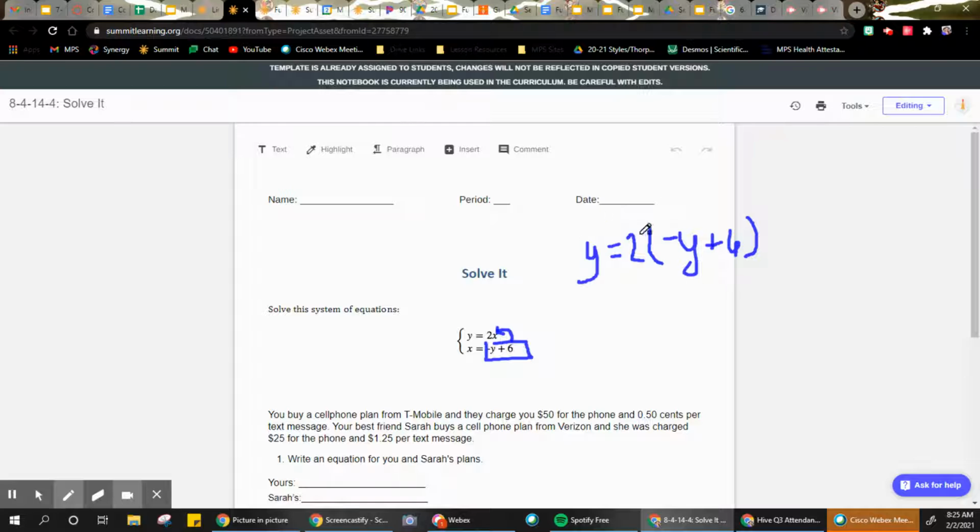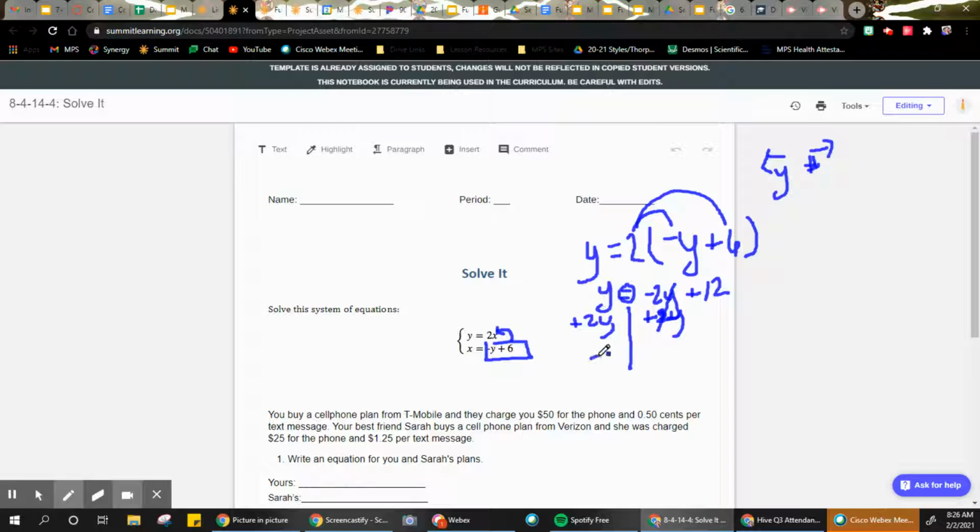Okay, now I need to simplify, so I need to do 2 times negative y and 2 times 6. So y equals 2 times negative y is negative 2y, and 2 times 6 is going to give me 12. So now I need to solve for y. Center of my equation is my equal sign. I'm going to bring all my y's to the left and my numbers to the right, since my numbers are already on the right. So I'm going to add 2y here, because negative 2y, the opposite of negative 2y, is adding 2y. So I'm going to add 2y here as well. Those are going to cancel out. y plus 2y is 3y equals 12.